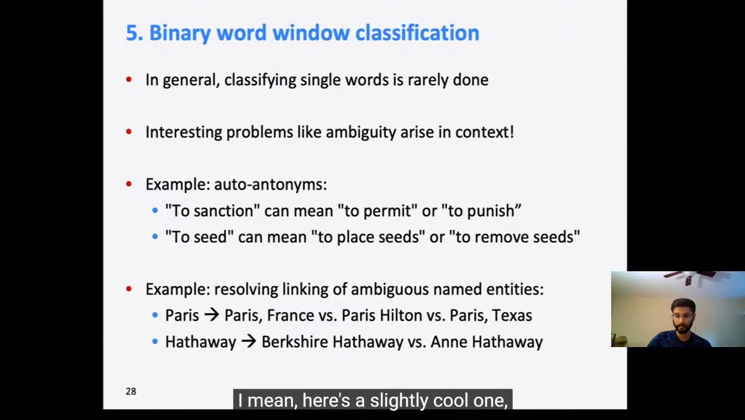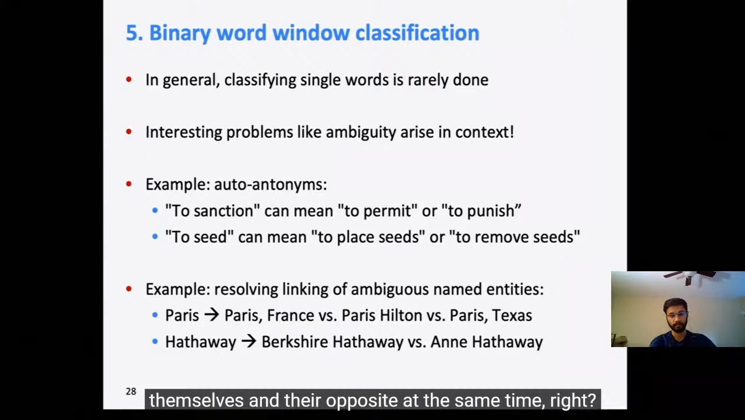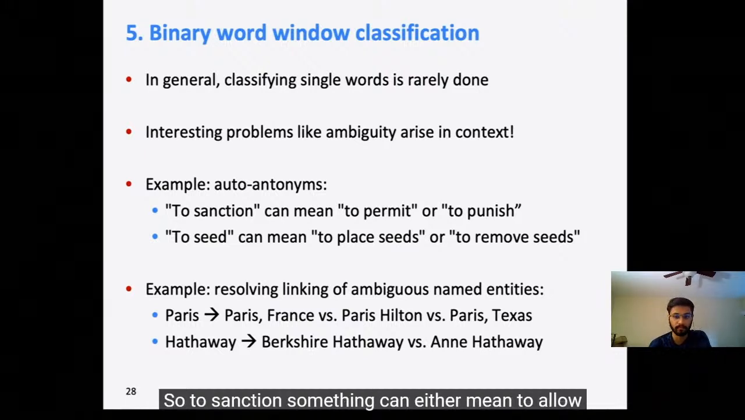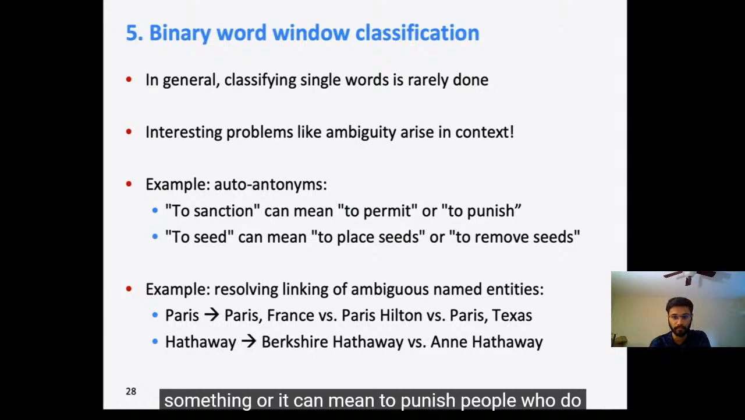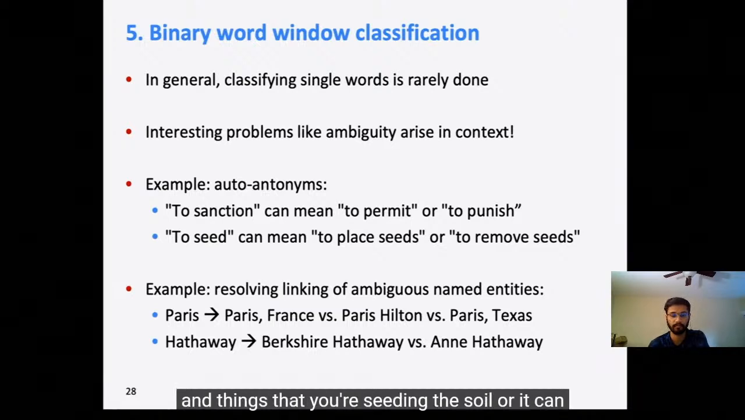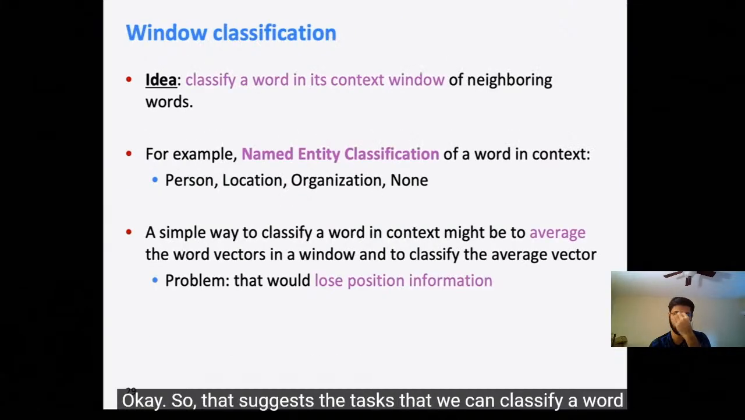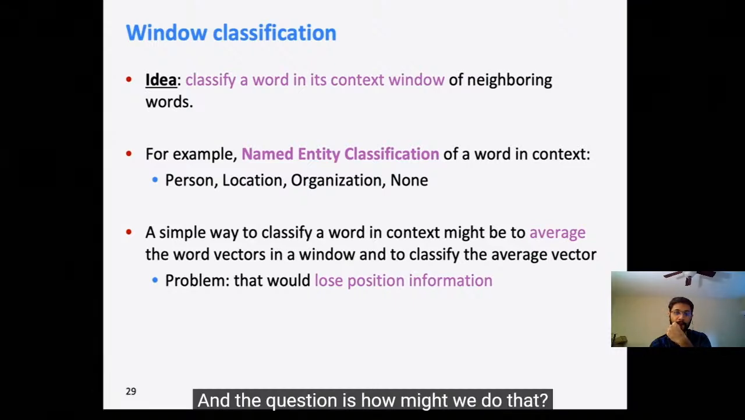I mean, here's a slightly cool one, that there are some words that can mean themselves and their opposite at the same time, right? So to sanction something can either mean to allow something, or it can mean to punish people who do things, or to seed something can either mean to plant seeds and things, so you're seeding the soil, or it can take seeds out of something like a watermelon, right? You just need to know the context as to which it is. Okay, so that suggests the task that we can classify a word in its context of neighboring words, and NER is an example of that. And the question is, how might we do that?